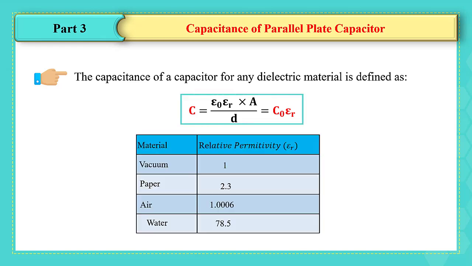In this table, we are going to see some examples about the relative permittivity of some materials. For example, the relative permittivity of vacuum is equal to 1, and you can check it using calculation. Of the air, it is approximately equal to 1, and that for water is equal to 78.5.